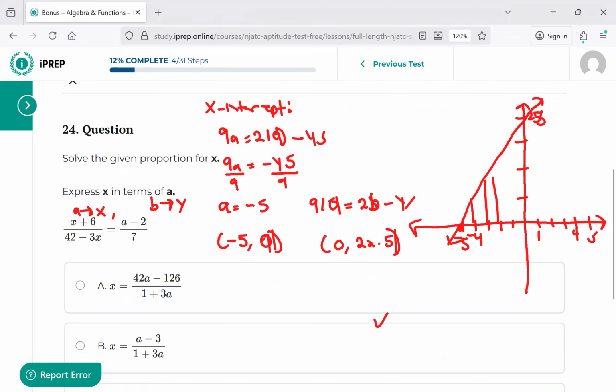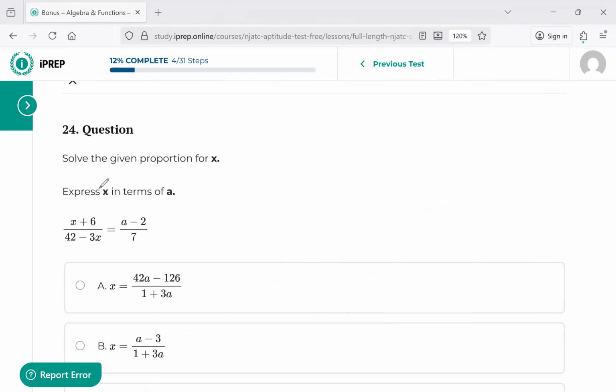Okay, so something different now. 24, solve for the proportion x. They don't give us any input value, so you just have to solve for x. I notice I only have two sides, the left and the right. If you only have two sides, you can cross multiply. So that's what I'm going to do.